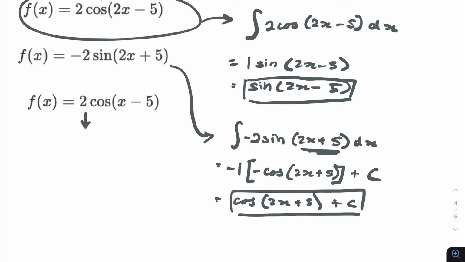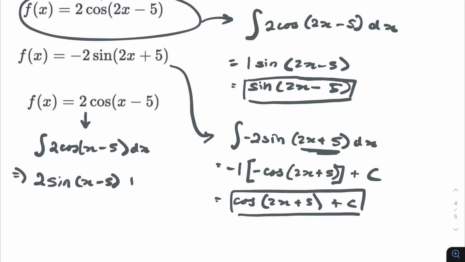Finally, let's go to the last one. So we have to integrate 2 cos x minus 5. So this becomes dx, sorry. So we have to, x minus 5 differentiated is just 1. So 2 over 1 is still 2. So we have 2. And then cos differentiated becomes sine. So 2 sine x minus 5 plus c is our answer for this one.